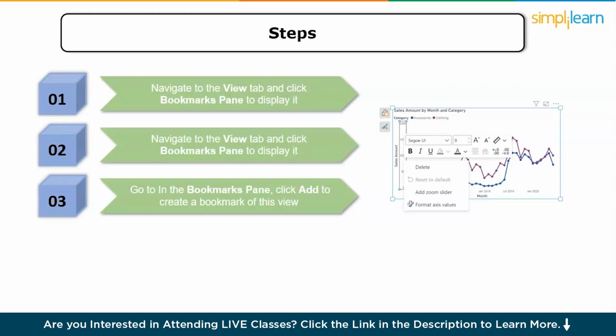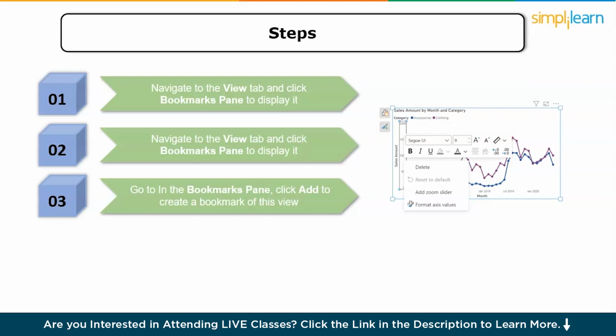Like this, you can also apply, for example, a country filter. So let's say you apply the filter for India and the entire dashboard screen, or your report screen, is showing all the data that is related to India. Now, you can save or add that as a bookmark.